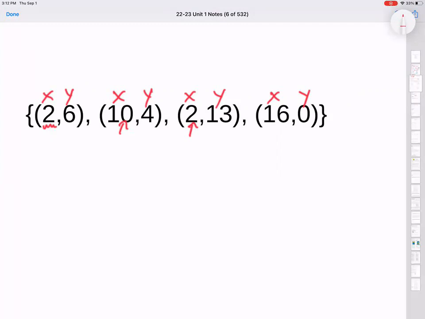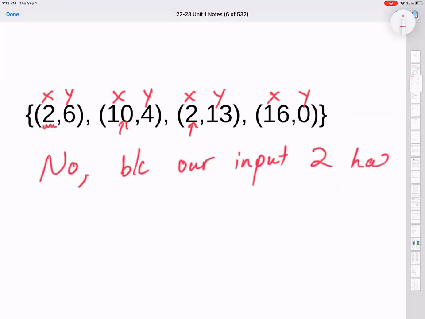There's only one kind of trick scenario, and that would more or less be a trick question from a teacher. I don't usually like to do that, but you could have someone do that to you, but it's pretty rare. In this case, most of the time, no, because our input 2 has 2 different outputs.